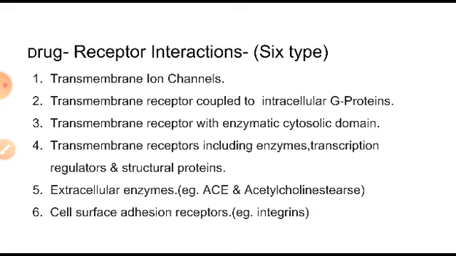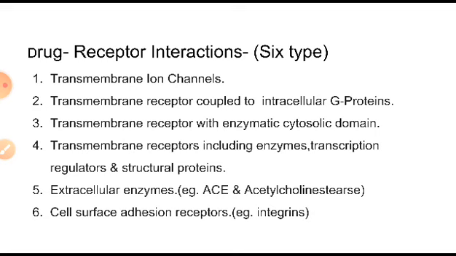Now, when a drug binds with a receptor, how many types of binding can there be? There are 6 types. First is a transmembrane ion channel. Transmembrane ion channel means a drug binds to the ion channels which are present across the membrane. Transmembrane as one word means across the membrane, right? So they are present across the membrane. When a drug binds with those ion channels, it's called a transmembrane ion channel.